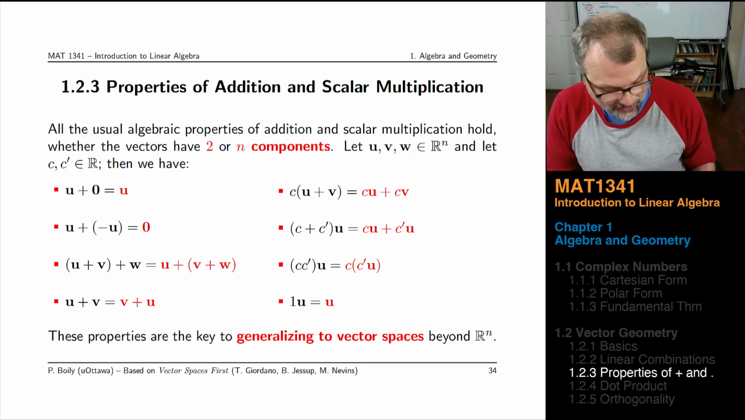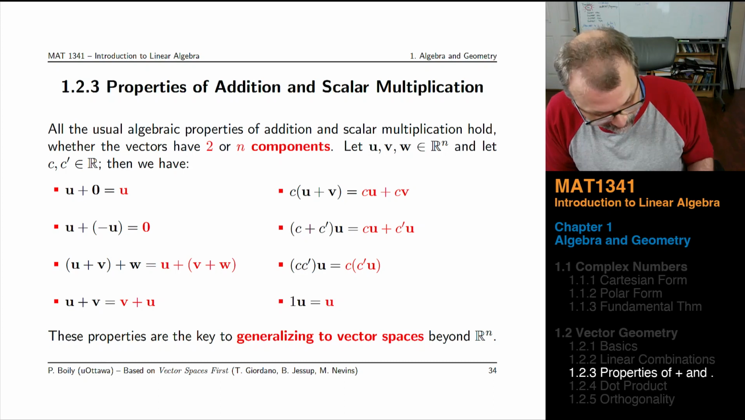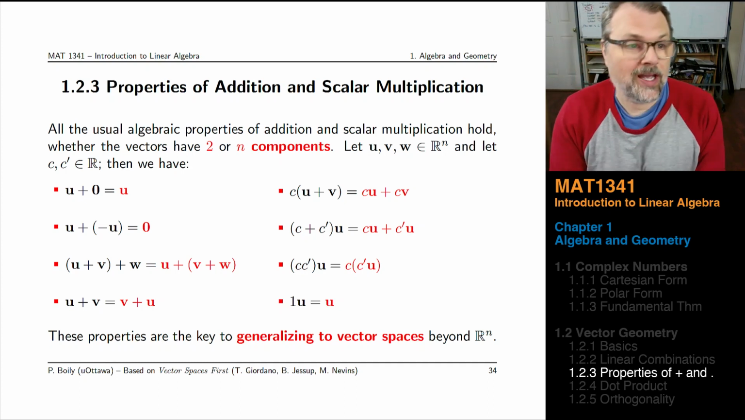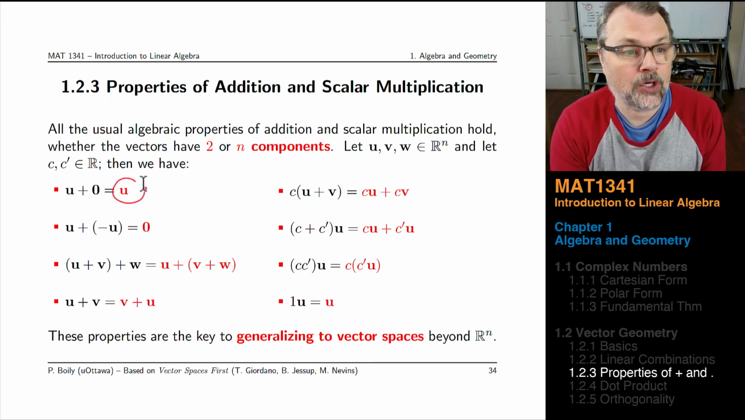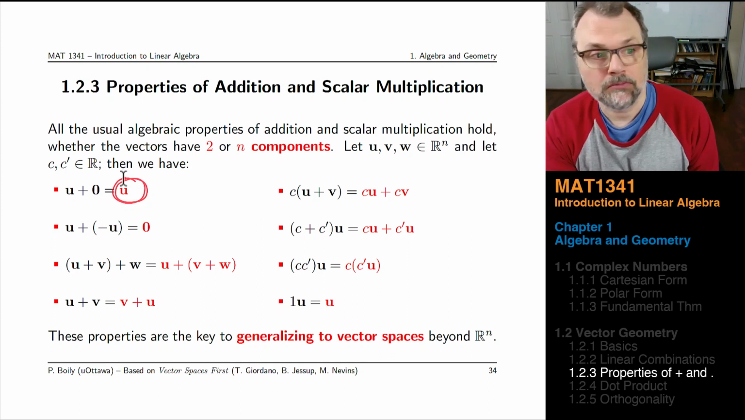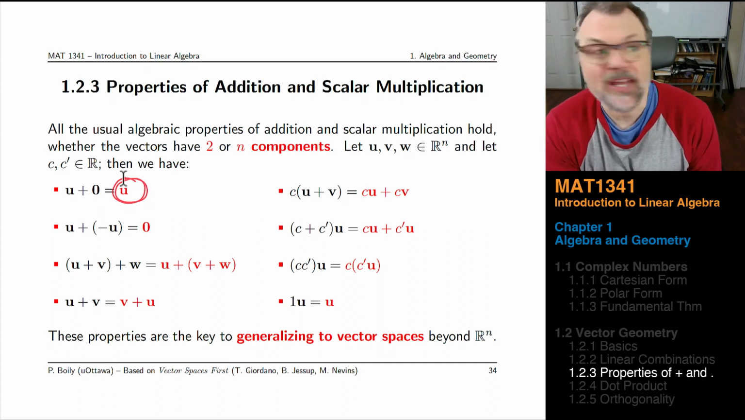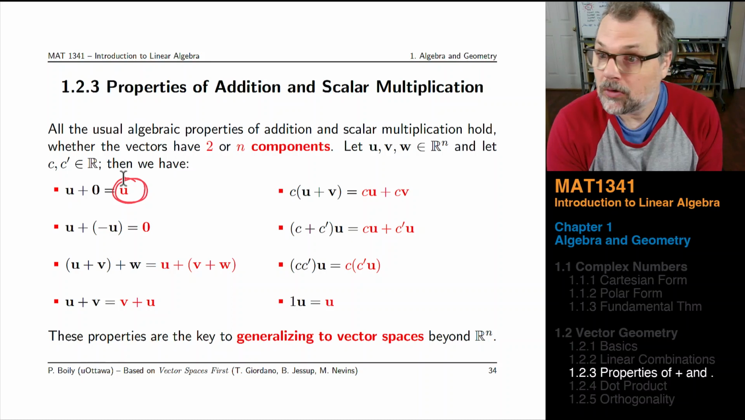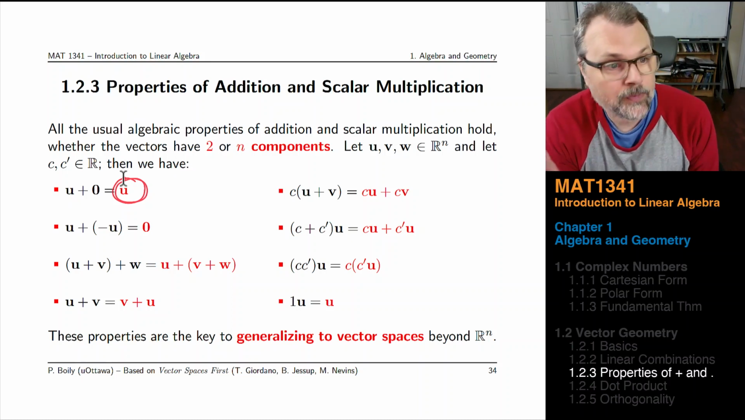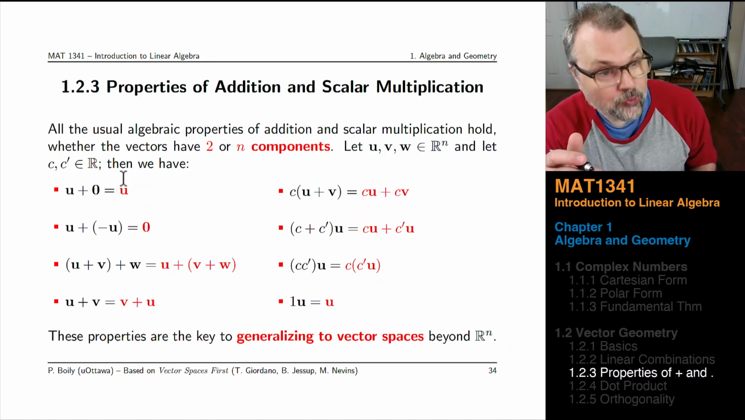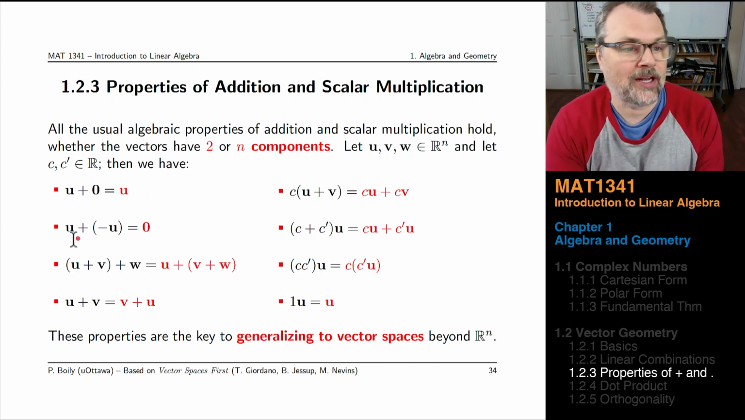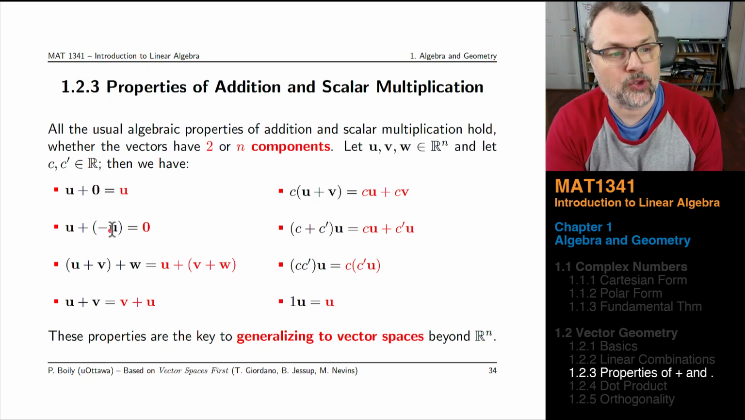The first one is that adding the 0 vector to any vector leaves the vector unchanged. So 0 behaves like a 0. You add 0, you should get nothing new. If you add u, or a vector, to its negative, then you get the 0 vector.